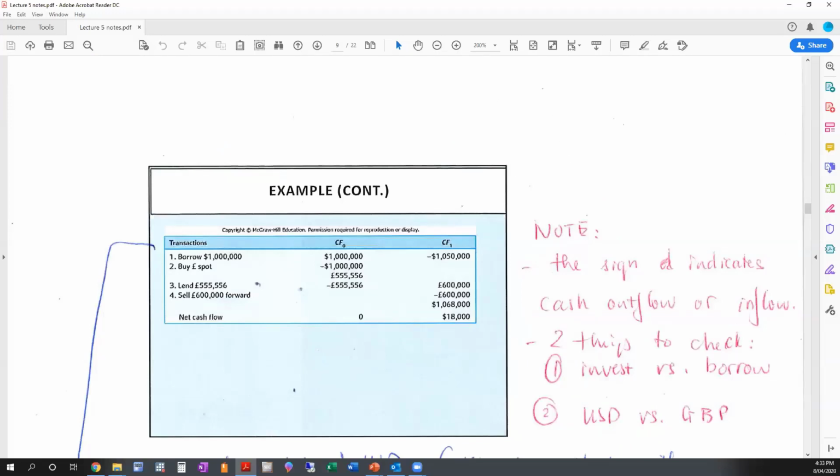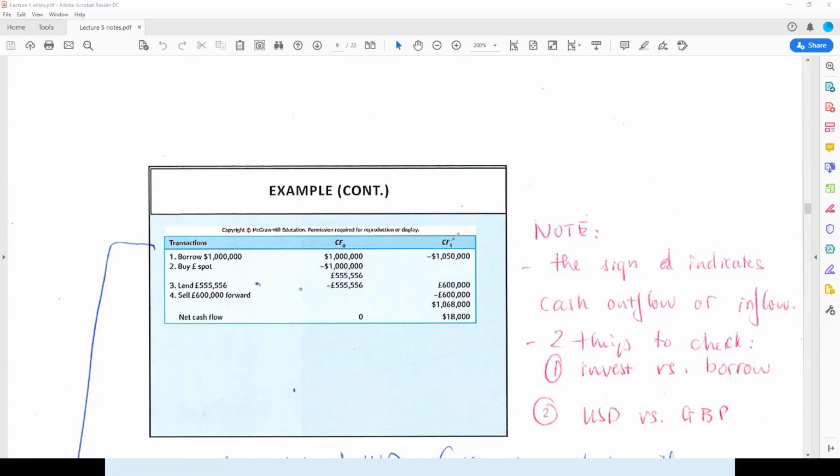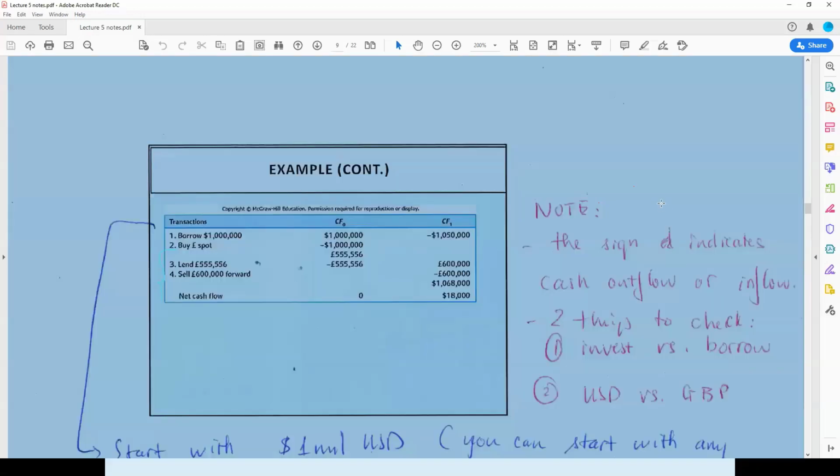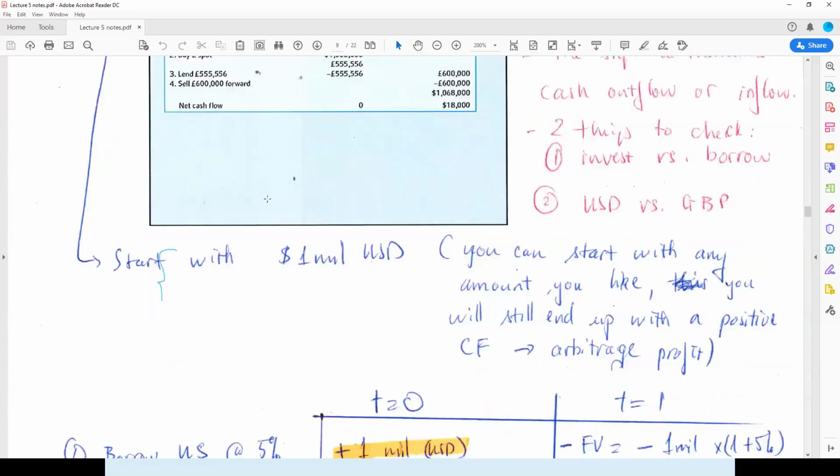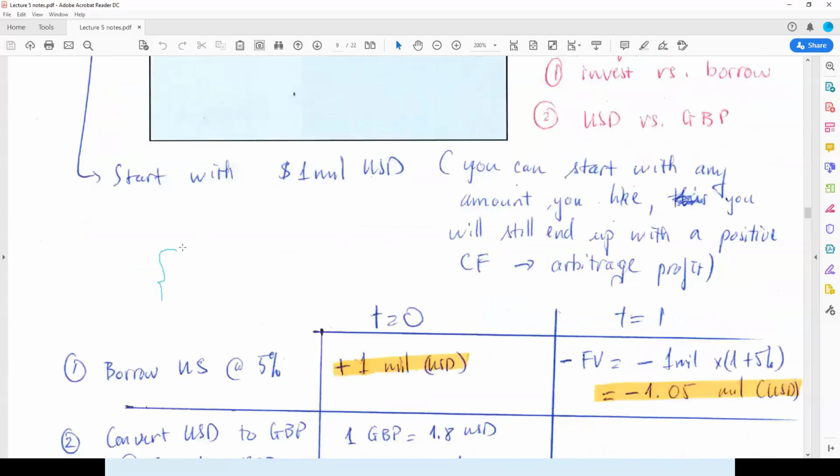As we said before on the previous slide, we are going to be borrowing in the US and lending in the UK, okay? So to conduct this arbitrage strategy, I'm going to do the following steps, okay? Here I'm going to start with 1 million USD, okay, as per the question.